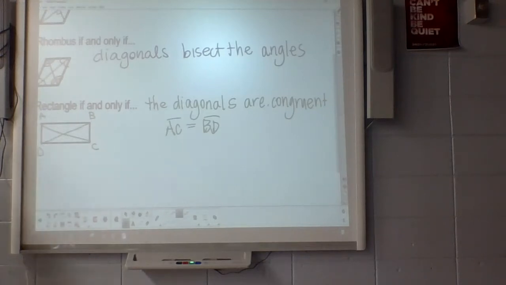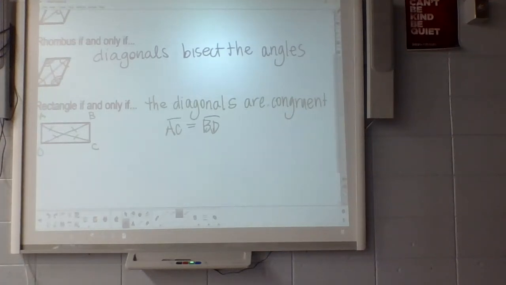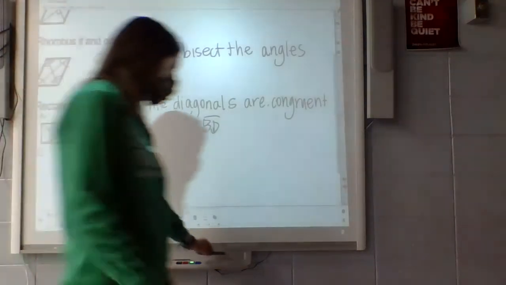But also when those diagonals are congruent, that means all of these lines are going to be equal to one another. So it bisects each other, and the diagonals are congruent, so all four of those will be the same length.